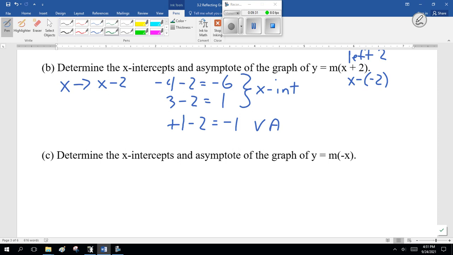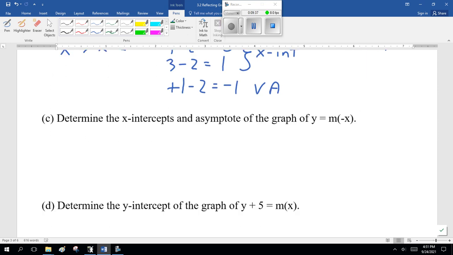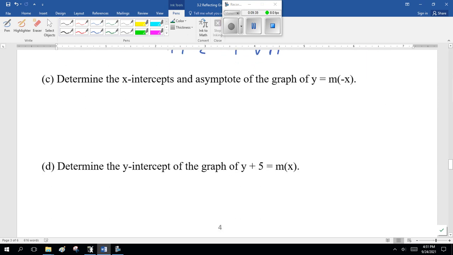Now, determine the x-intercepts and asymptote of the graph y equals m of minus x. What are we doing here? This is something we talked about today. X goes to minus x.